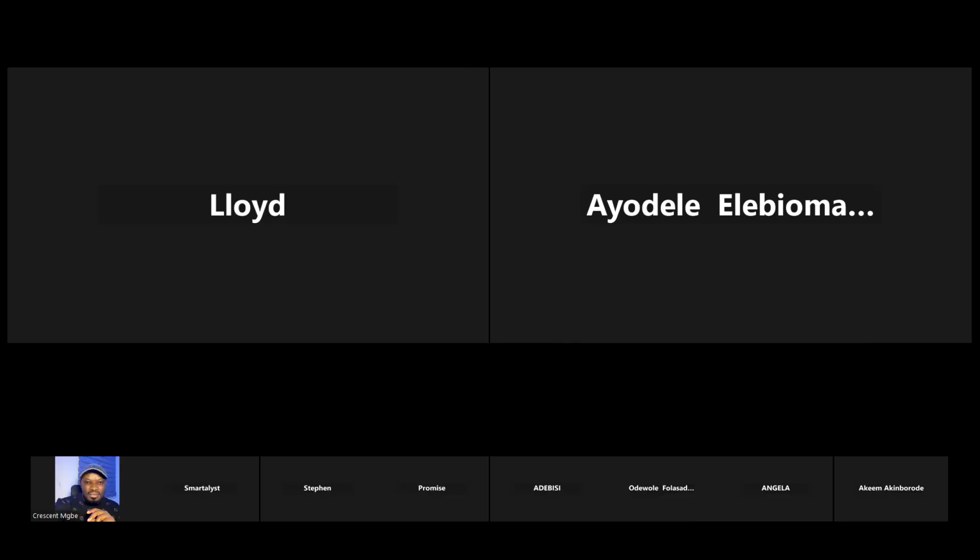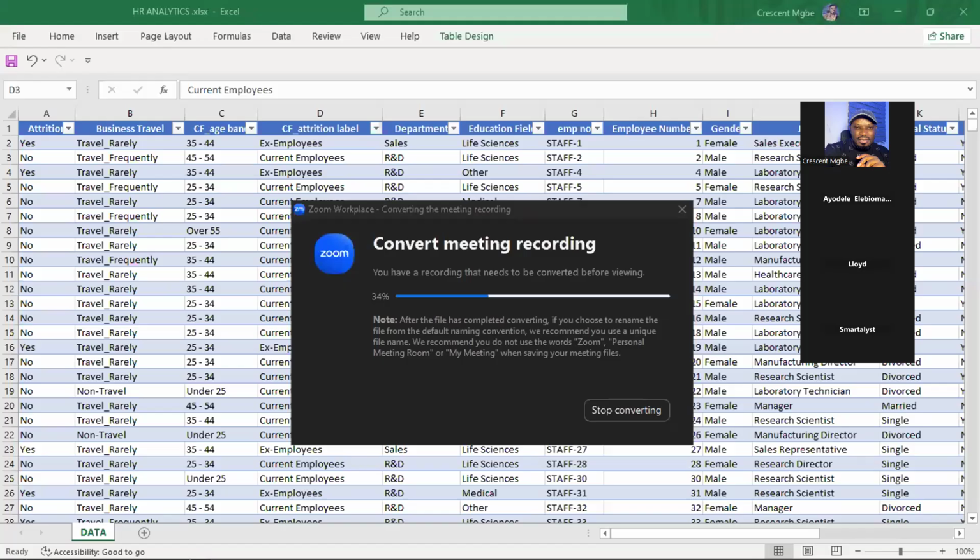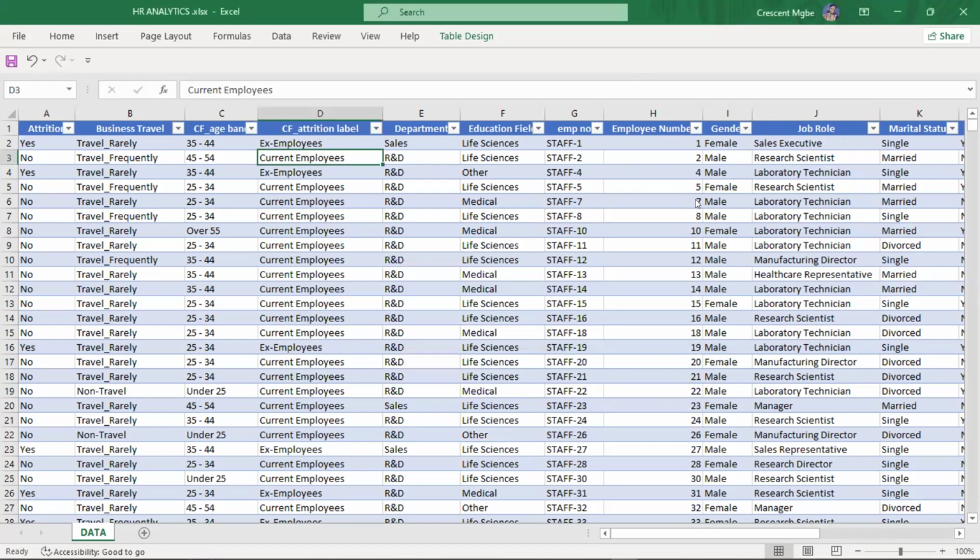Then I'm going to share my screen. Let me know if you can see my Excel dashboard. Can you see my Excel? Please, can you see Excel? Yes, Excel screen. Okay, fine.